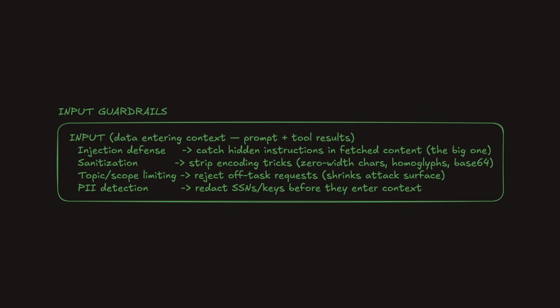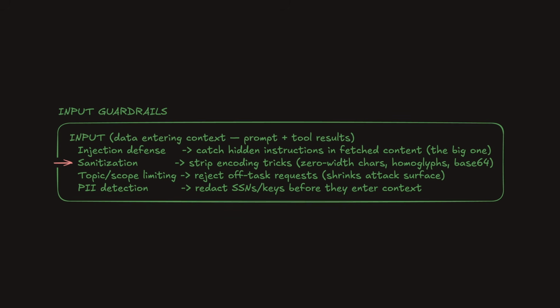Inside of input guardrails, there's injection defense, sanitization, topic and scope limiting, and PII, which is personally identifiable information detection. Injection defense is catching instructions inside of prompts, where a malicious user or resource tells the agent to do this. And how this is defended against is using something like HTML tags that say this is just a prompt and not instructions, but there are also other security measures that aid the HTML tags.